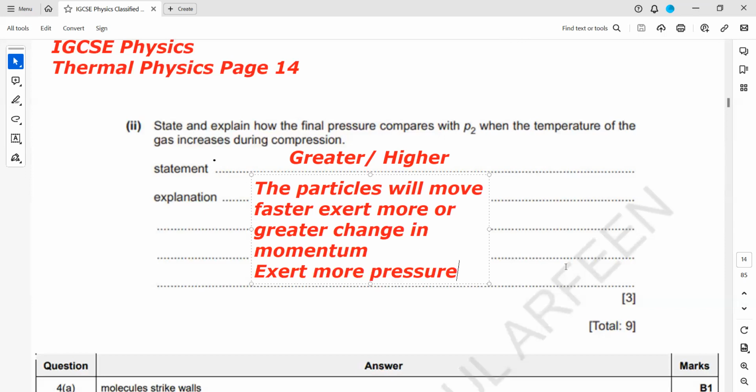So this is about thermal physics, like we did the first 14 pages. More we'll do time to time. We'll do more from this.